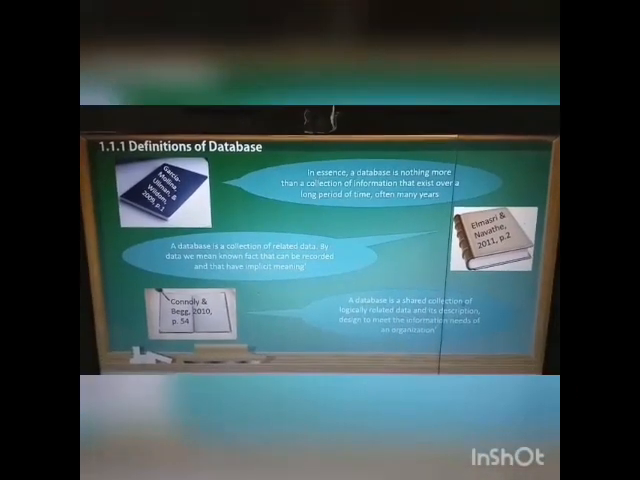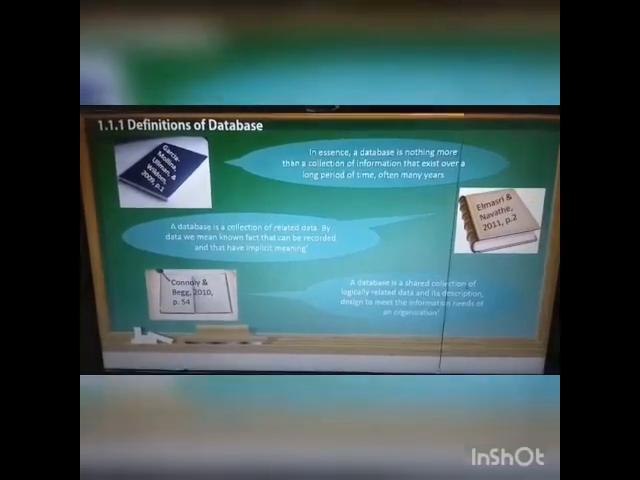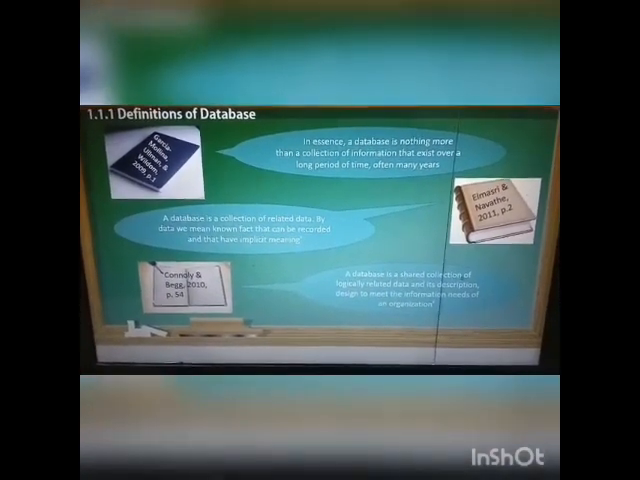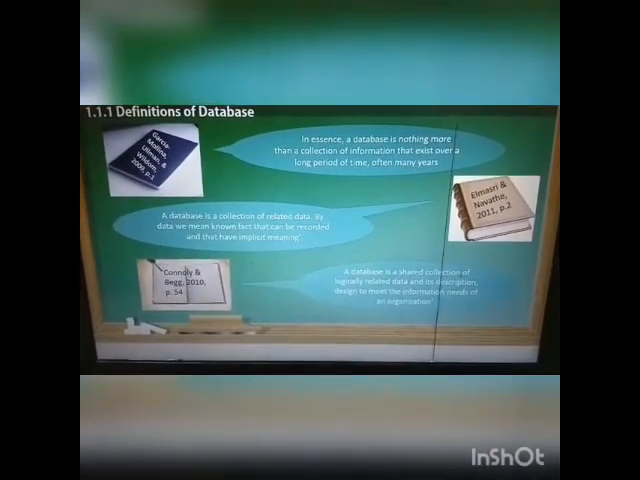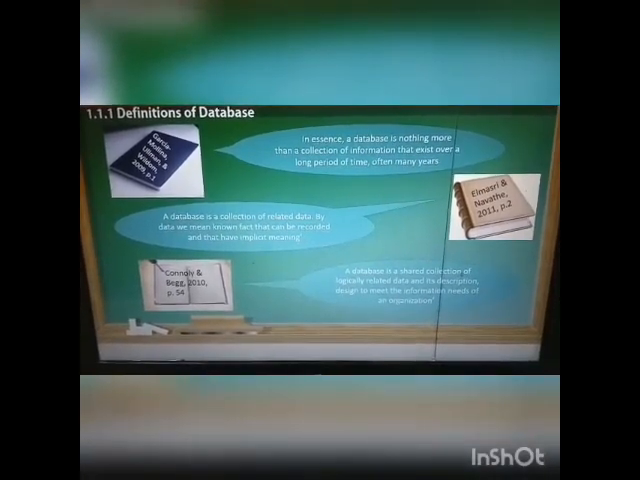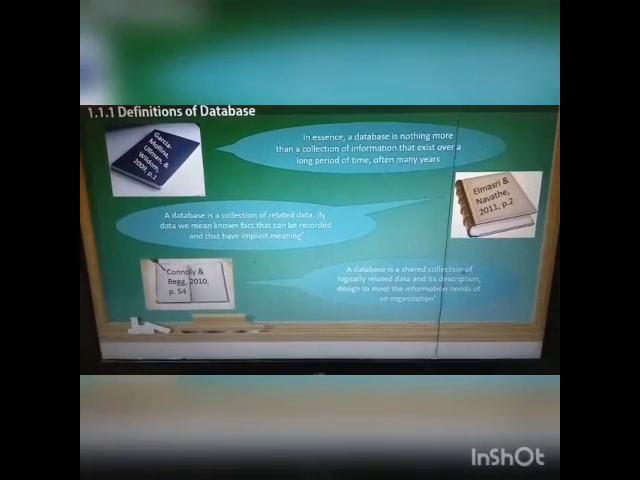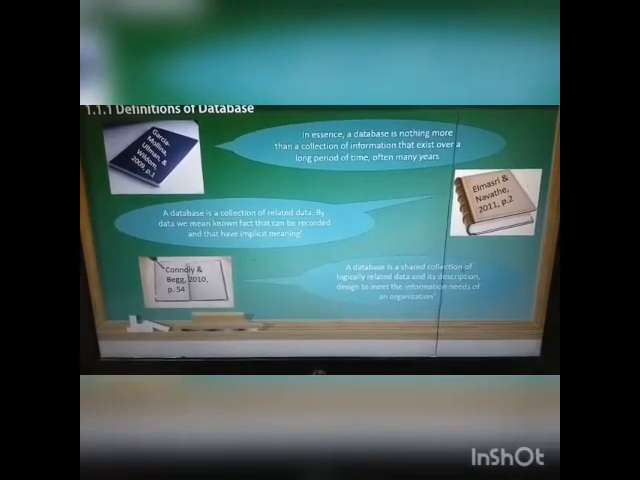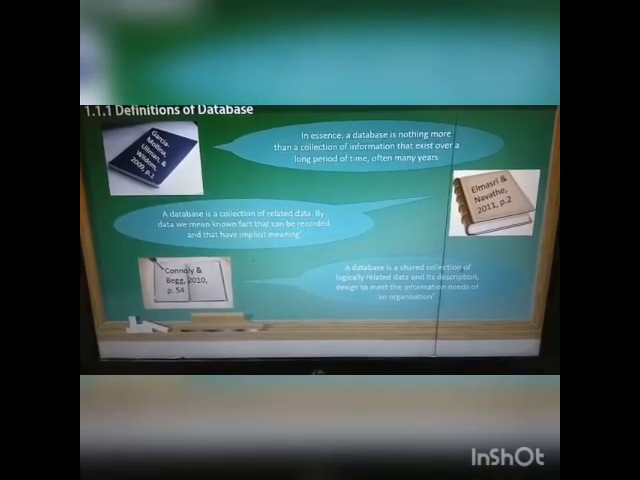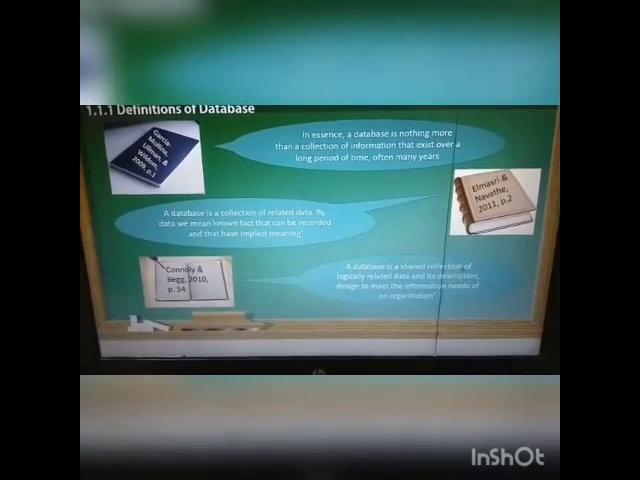The definitions of database. From Garcia-Molina, Ullman, and Widom, in essence, a database is nothing more than a collection of information that exists over a long period of time, often many years. After that, Elmasri and Navathe said that a database is a collection of related data. By data, we mean known facts that can be recorded and that have implicit meaning.